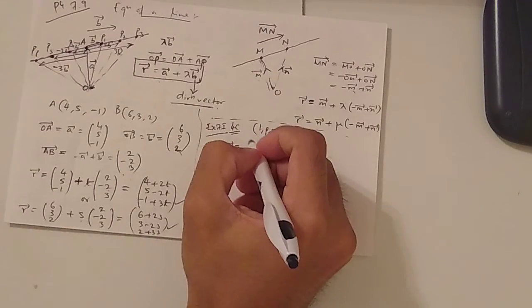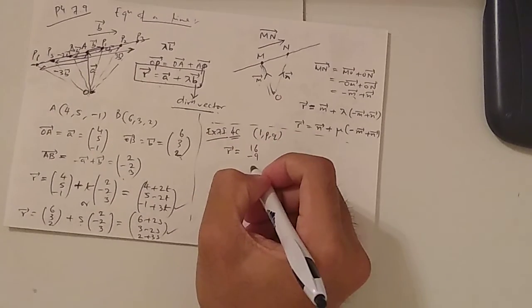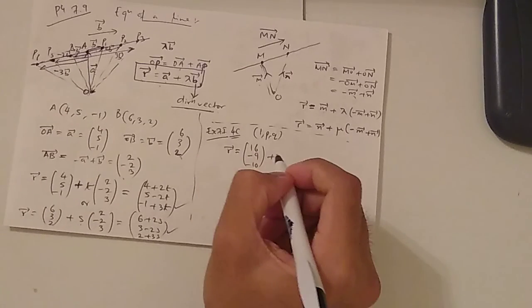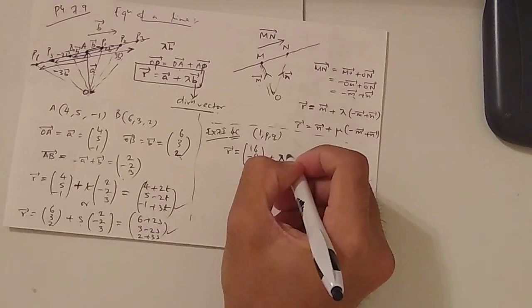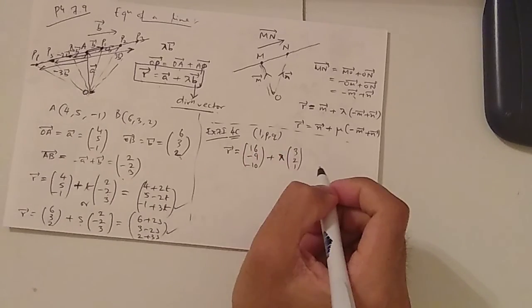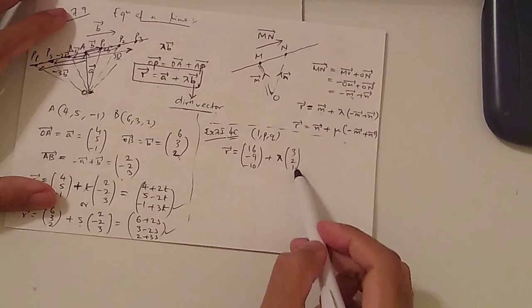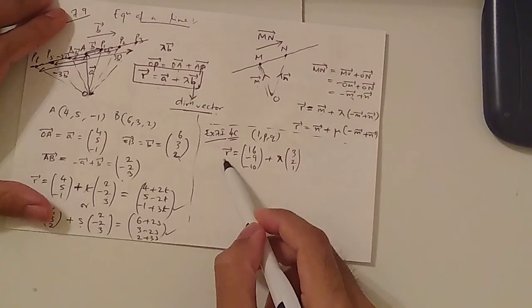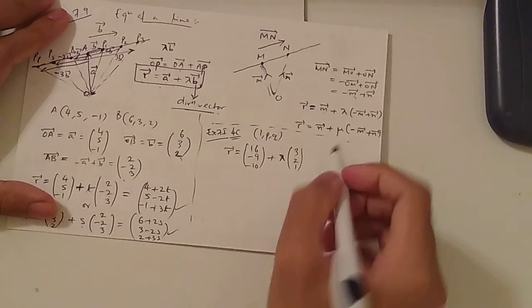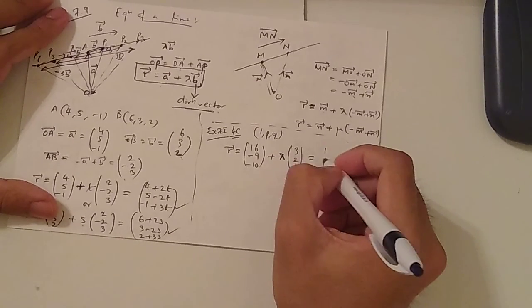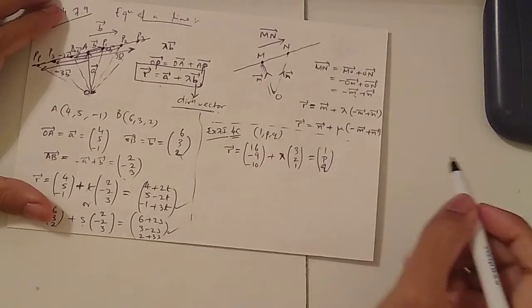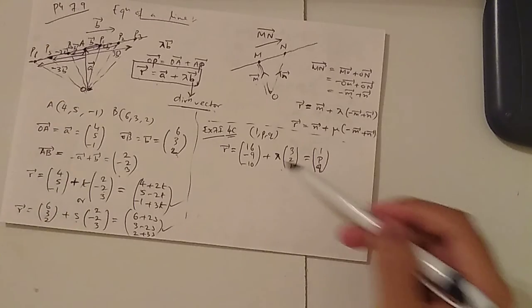Question number 4c, L has the equation (16, minus 9, minus 10) plus lambda times (3, 2, 1), and the point (1, p, q) lies on this line, and I need to find out what p and q are. In other words, complete the coordinates. Since (16, minus 9, minus 10) plus lambda (3, 2, 1) is the equation of the line, and (1, p, q) does lie on this line, therefore for some value of lambda we'll have (1, p, q) equal to this equation. You need to find the value of lambda as well.